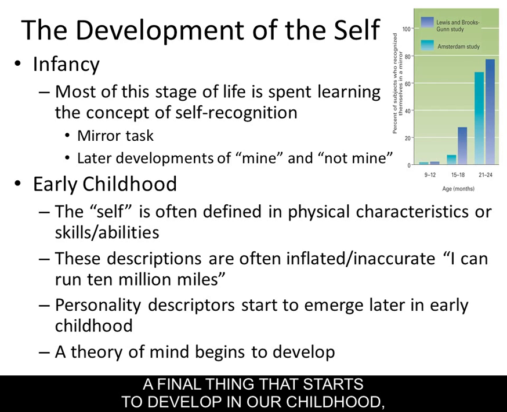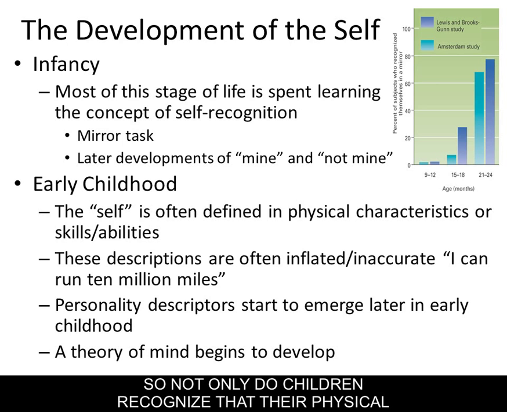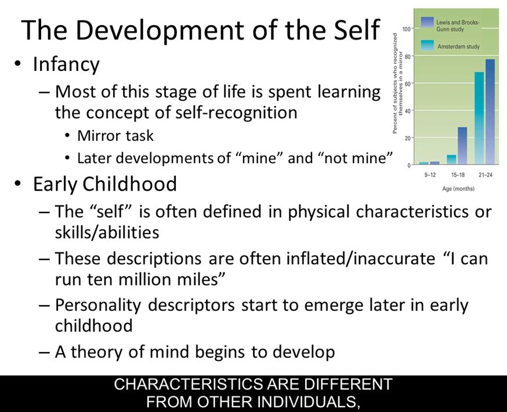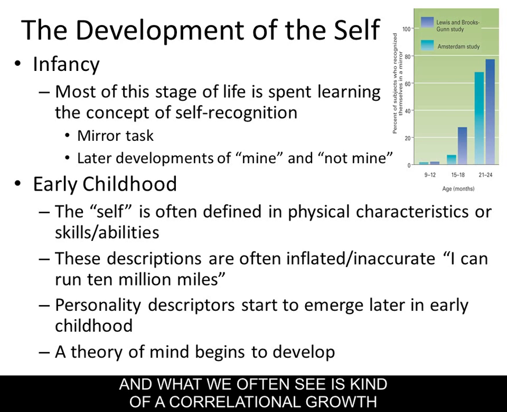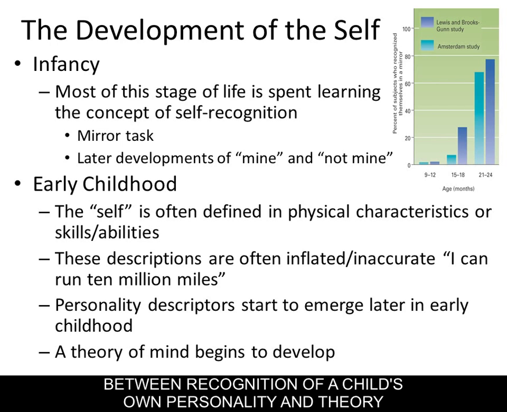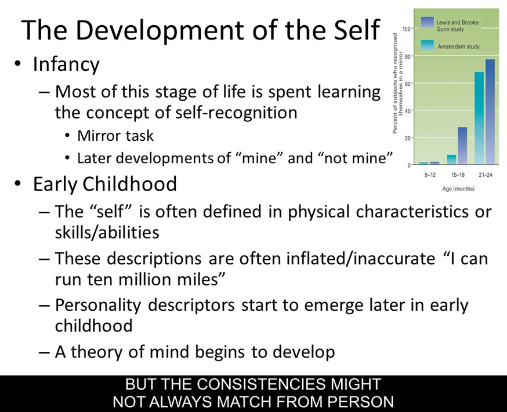A final thing that starts to develop in late childhood is that theory of mind that we talked about earlier. So not only do children recognize that their physical characteristics are different from other individuals, but their personality is also different from other individuals. And what we often see is a correlational growth between a recognition of a child's own personality and theory of mind. So they recognize that they're consistent and that other people are consistent, but the consistencies might not always match from person to person.